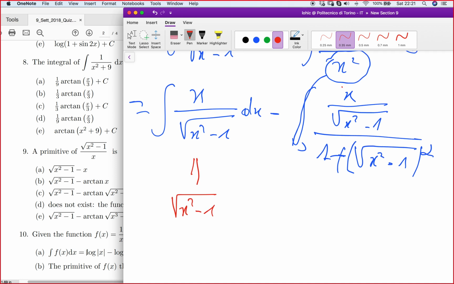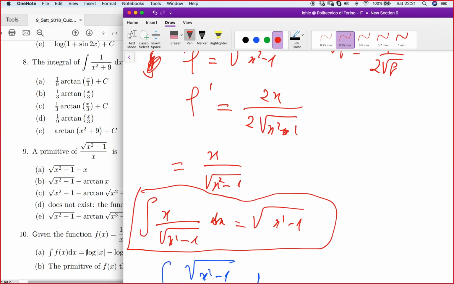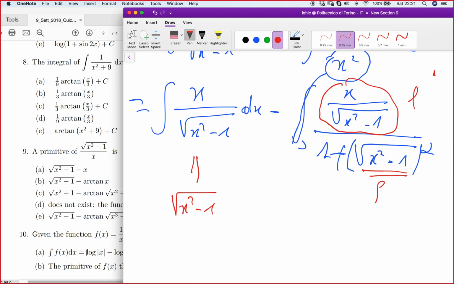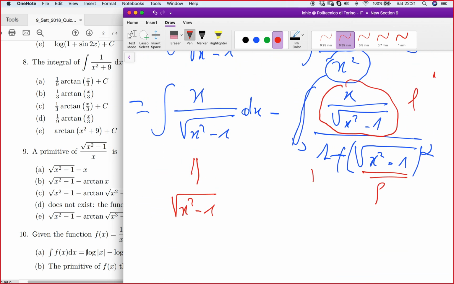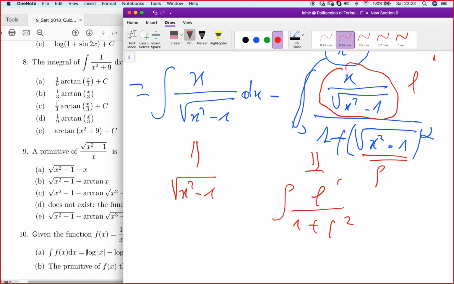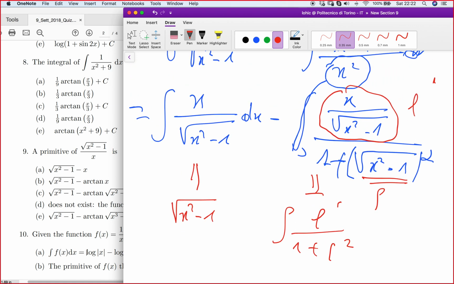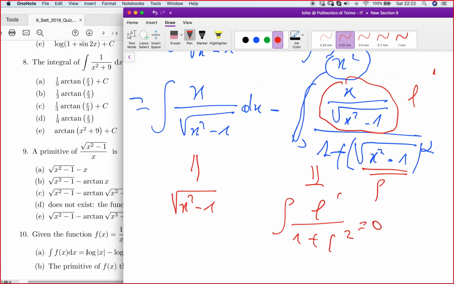But this, look, if you say that this is your f prime and this is your f, the derivative of square root of x squared minus 1 is this. We set it up, right? So this integral here is the integral of f prime over 1 plus f squared, right? So it is just arctan of f.